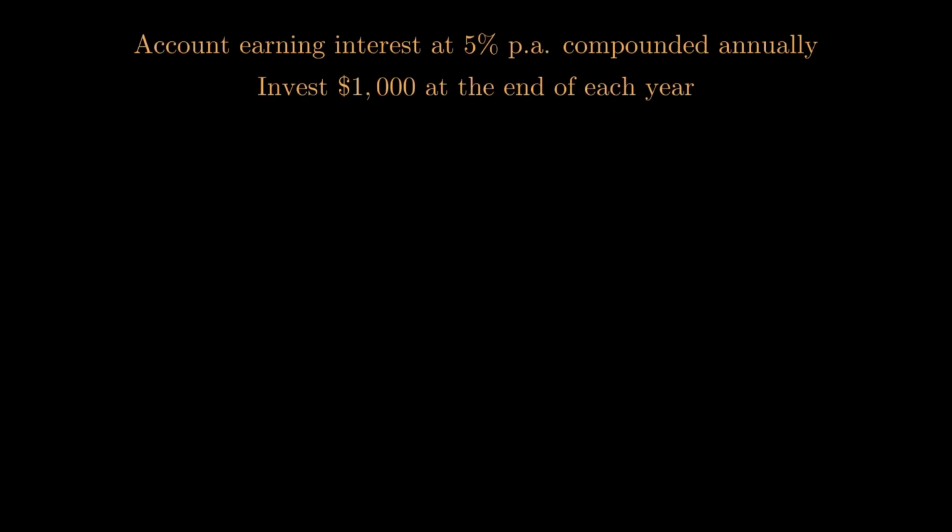So imagine we have a bank account earning 5% per annum interest compounded annually, and we are investing $1,000 at the end of every year. So it's not just one investment, but we're going to pump money into the account over and over again.